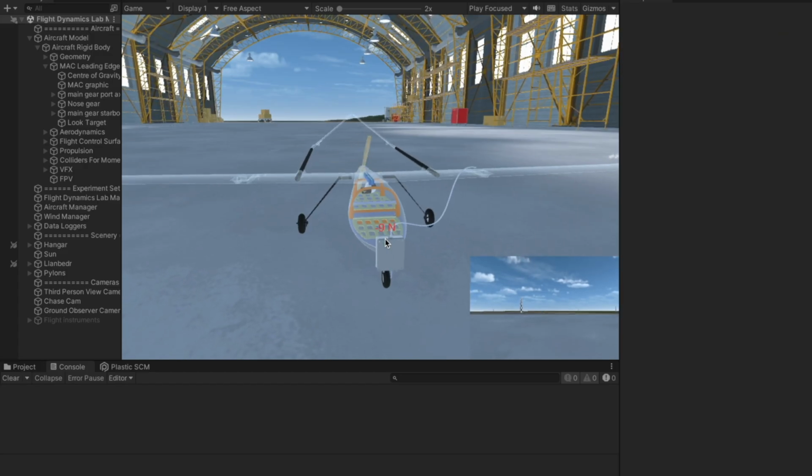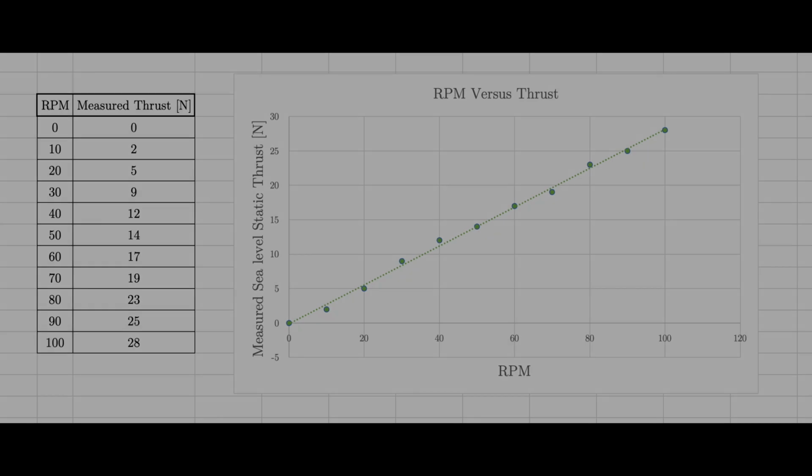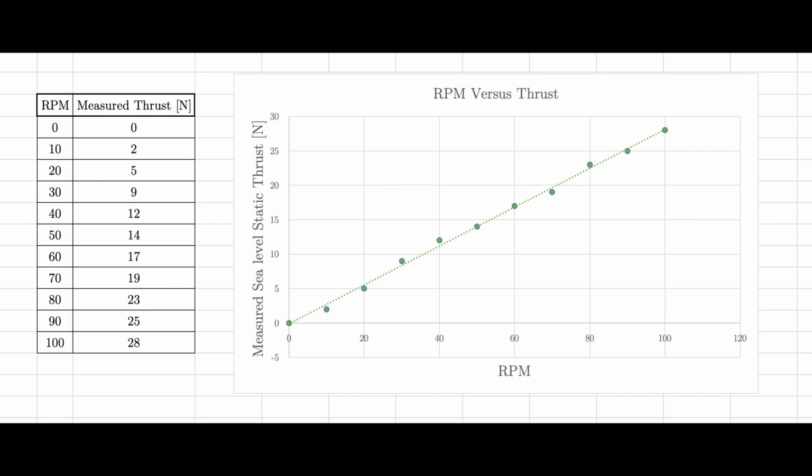Next, in the thrust test, a linear relationship between RPM and sea level thrust was established. This can be seen in the plot shown here. As noticed, the maximum sea level thrust during takeoff is found to be 28 newtons.